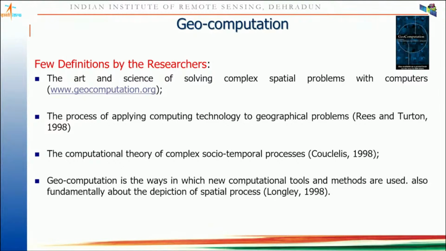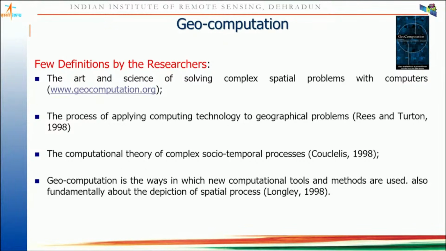And when we use computers to handle this data to solve any specific geographical problem, then we call it a geocomputation problem. So basically you are utilizing computer systems to solve spatial problems, that is, location specific problems. Another definition is that geocomputation is a process of applying computing technology to geographical problems.